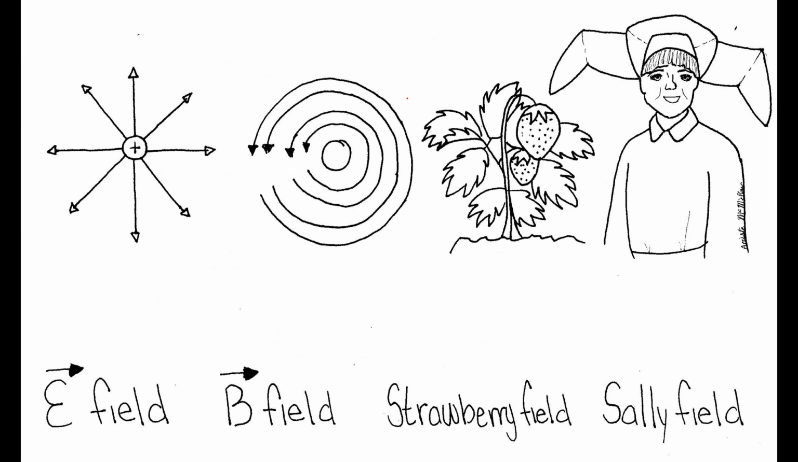Oh, this is my favorite. So you have electric field. This could be a positive source, and these are electric field lines coming out. You could have a magnetic field with a current carrying wire. And so you have an electric field, a magnetic field, then a strawberry field forever, and then Sally Field, who was the flying nun, from a reference that essentially none of your students will get, nor will their parents or grandparents, but I get a kick out of it.